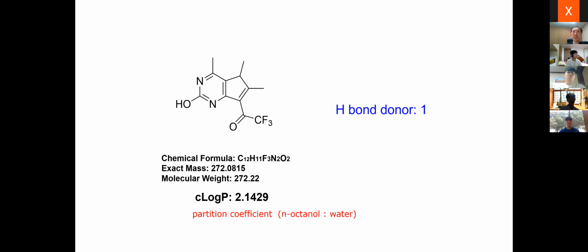7. 1, 2, 3, 4, 5, 6, 7. Okay, now we have this question. This F, should it be counted as a hydrogen bonding acceptor? Depends. Okay, depends on the case. Then which should be the call? We count or not? Not.